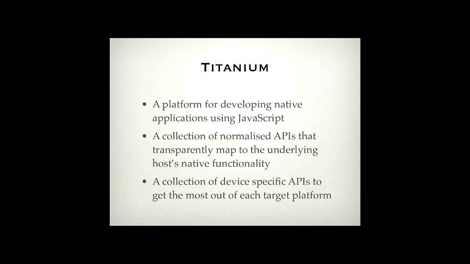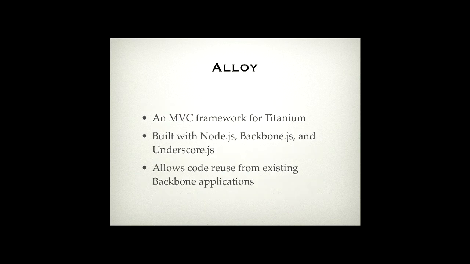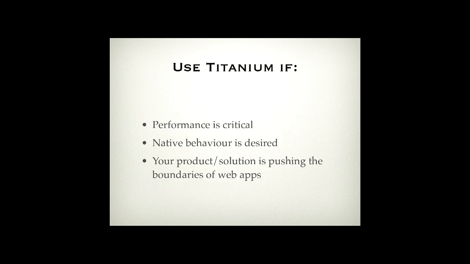So Titanium is a platform for developing native applications with a focus on code reuse through normalizing host APIs. You can use lots of high-performing UI components that users have grown accustomed to on their device. And you can use your existing JavaScript skills to build these applications, so you don't have to learn a new language. Alloy is an MVC framework built on top of Titanium. It's built upon Node.js, Backbone.js, and Underscore.js. The awesome thing about it is that we can use pre-existing business logic from existing Backbone applications and reapply it to a Titanium Alloy project, speeding up development and helping with code reuse.